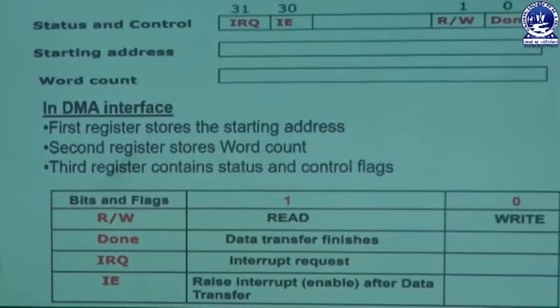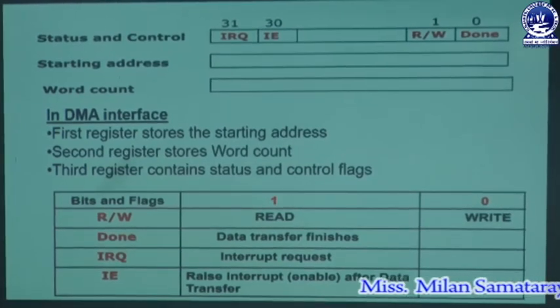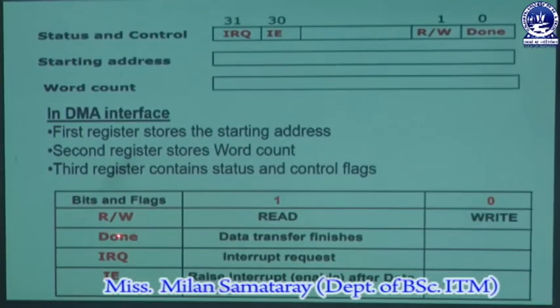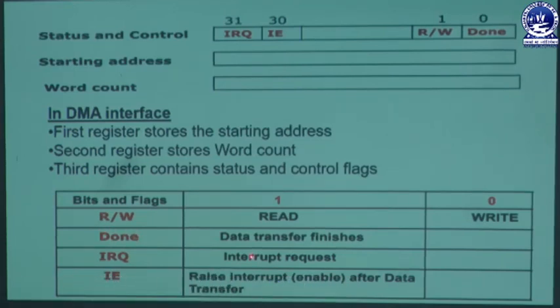So for read or write, if the read operation is performed, then that will be set to 1, and for write that will be set to 0. And there is another bit for done, that means the data transfer is done or finished. If the data transfer finished, then that bit will be set to 1. And then interrupt request: when the data transfer finishes, the direct memory access controller has to provide the knowledge about this data transfer to the processor by requesting an interrupt.